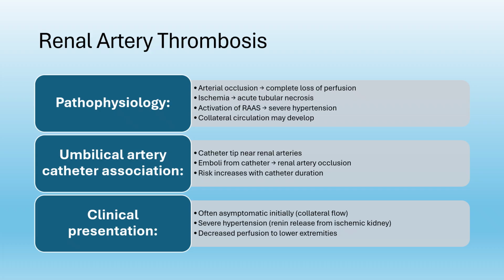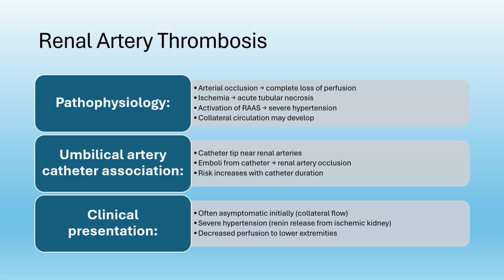Risk increases with catheter duration, malposition, and hypertonic solutions. An important distinction exists between complete and partial arterial occlusion. Complete occlusion leads to cortical necrosis within 60 to 90 minutes with irreversible nephron loss. However, partial occlusion or segmental emboli may preserve some perfusion through collateral vessels. The renal artery's segmental branching means emboli often lodge at bifurcations, causing wedge-shaped infarcts rather than global kidney necrosis.